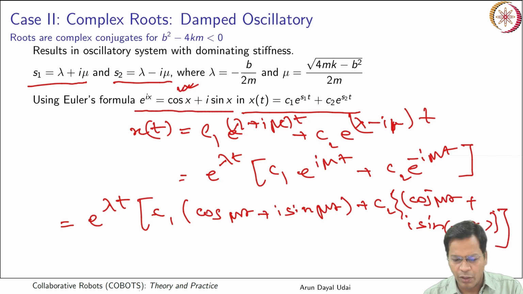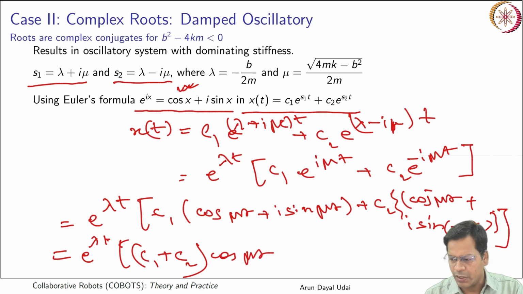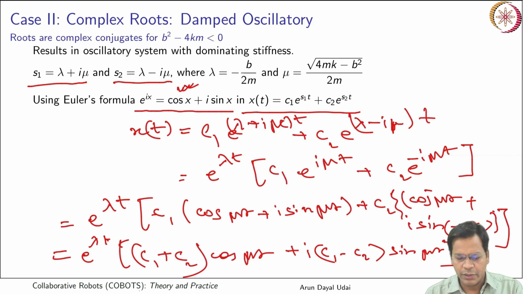So if you take all of these commons, you can write it as e to the power lambda t times (c1 plus c2) cos mu t, and plus i (c1 minus c2) sin mu t. Got it? So this is how you can write your system x(t). Okay, so that goes exactly like this.